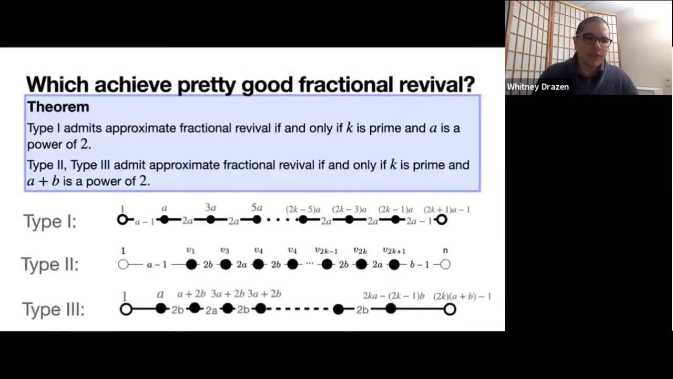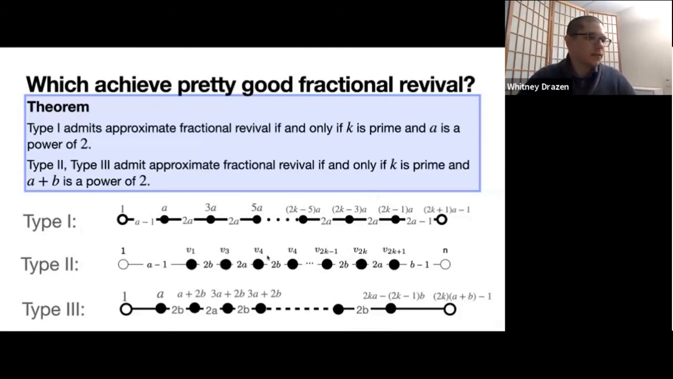Which of these actually achieve pretty good fractional revival? We can characterize this in the following way. In these type 1 examples, we have pretty good fractional revival if and only if A is a power of 2 and K is prime. Where K is given as follows: it's the number of vertices we have in the set.